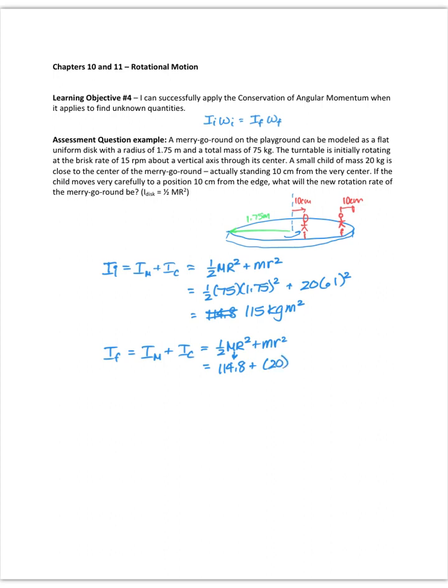His radius is now 1.65 meters from the center. And so that's going to really affect the overall moment of inertia, make it a little bit bigger. We get a moment of inertia of 168.95 kilograms meters squared. So this increase in the moment of inertia should also bring on a decrease in rotation rate.